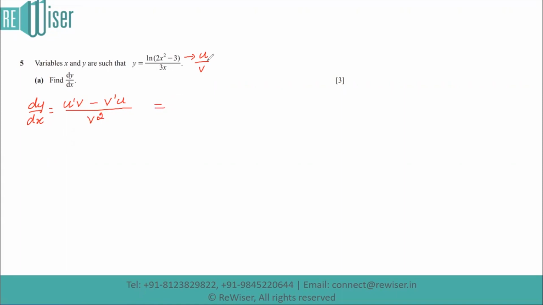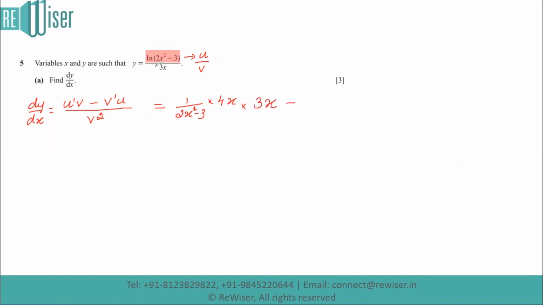So my dy/dx is u dash, that is the differentiation of ln of the thing. For the differentiation of the numerator, I need to use the chain rule as well. Differentiation of ln of something is 1 over the same thing, multiplied by the differentiation of the inner function. That is the differentiation of 2x² − 3, which is just 4x. Then multiplied by keeping the denominator as it is, which is 3x.